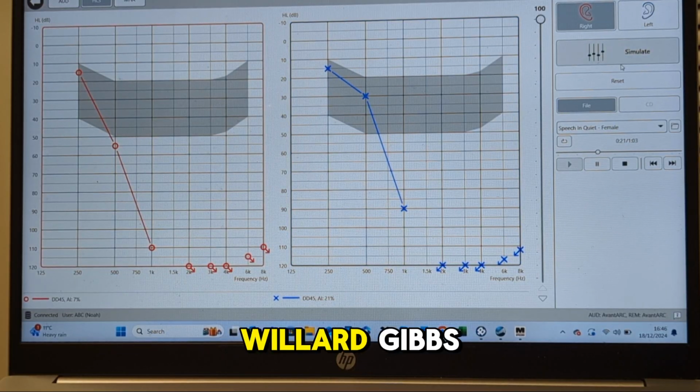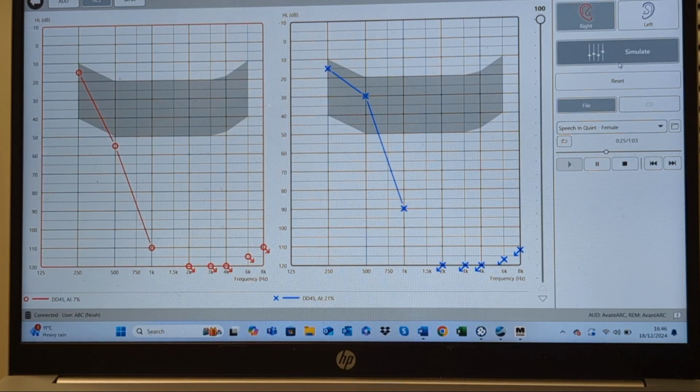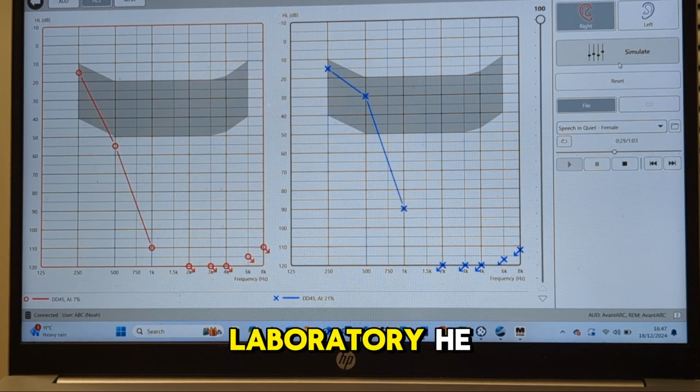Was the work of J. Willard Gibbs, professor of mathematical physics at Yale University. Gibbs had no laboratory. He performed no experiments.